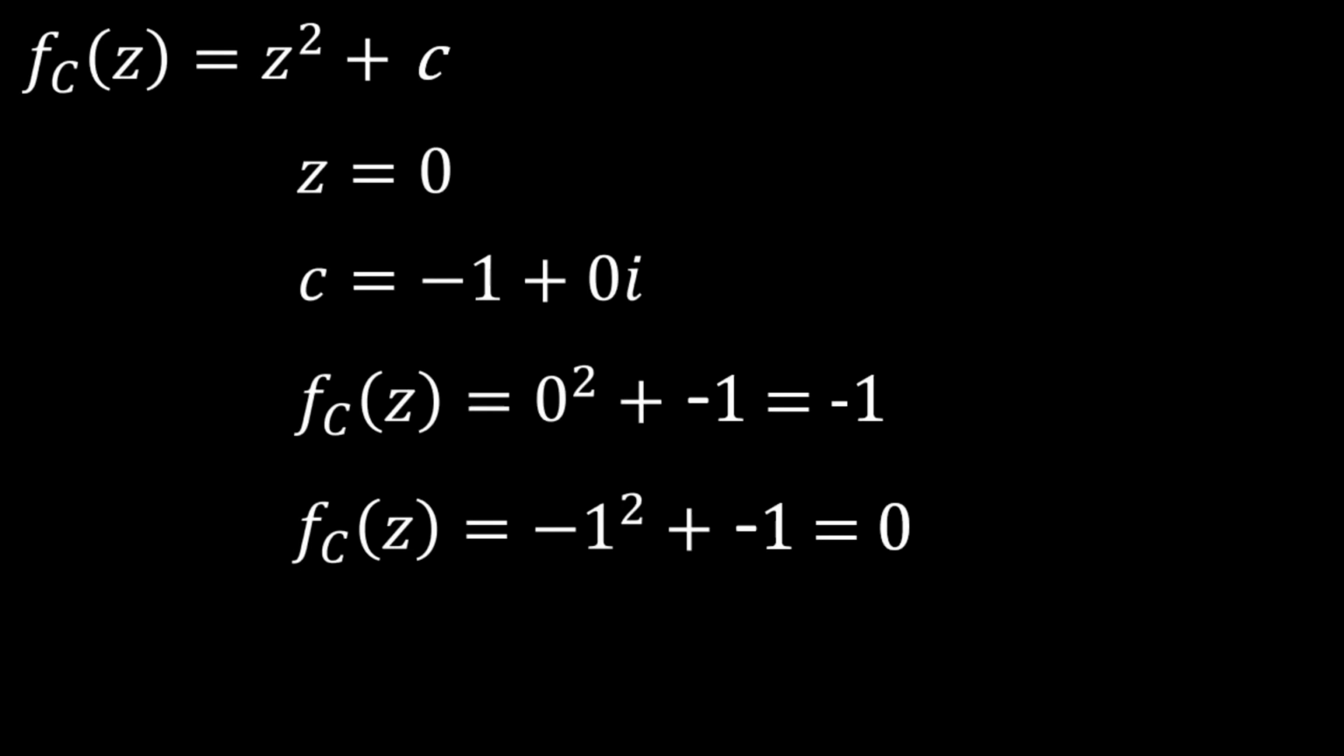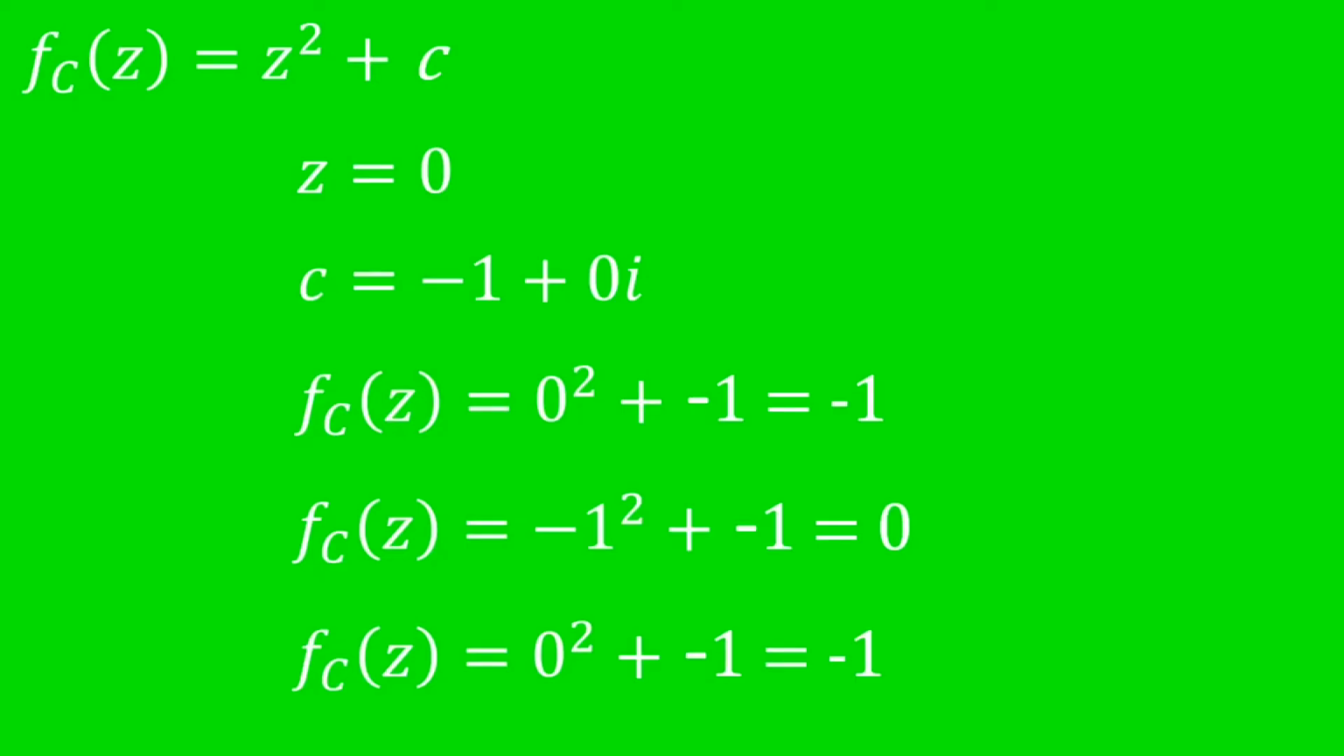Then you plug -1 back into z, so you end up with the function of z equals -1 squared plus -1. -1 times -1 is +1, and this just goes straight back to 0. And the more you do this, the more you'll notice it just alternates between -1 and 0. It just goes back and forth over and over again, which means this point is in the Mandelbrot set.